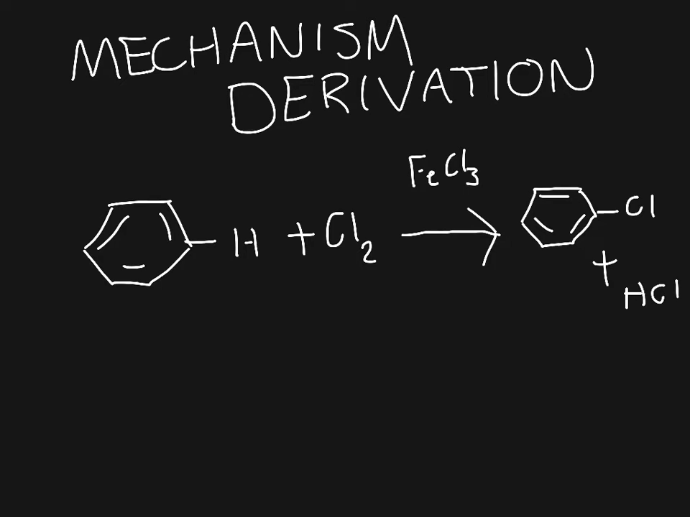Now, for this mechanism derivation, what we're going to cover in this video is that if we have benzene, which is where I'm pointing, and we react it with a halogen gas such as chlorine, we actually need to react it with another compound, which is iron trichloride. What we get as a result is chlorobenzene, just chlorine attached to the benzene ring, plus hydrochloric acid. Okay? So this derivation requires 3 steps.